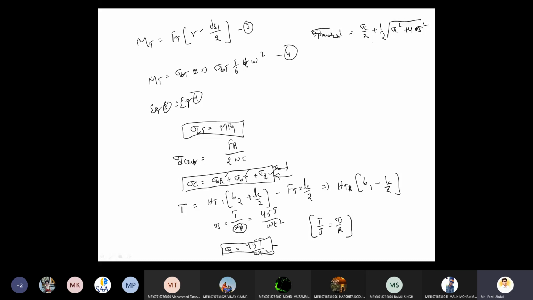This we already discussed in the DME subject, theories of failure. So this is the equation. After calculating this value and this value, we can directly substitute here. And with this, the value of sigma c maximum should be within the safe limits.